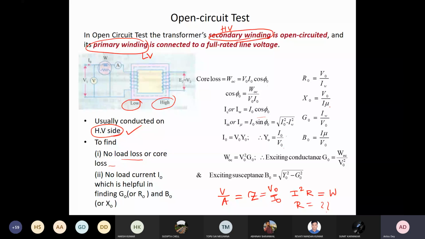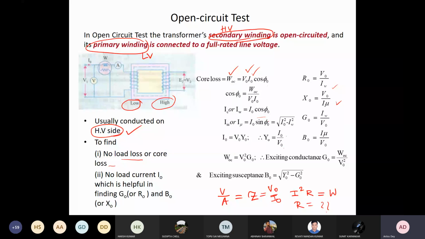Okay, so this is how you can solve for your parameters. You can calculate your R0 and your X0 based on these readings. One is WOC, another is V0, and another is I0, which we are getting from these instruments. So this is your open circuit test. I'm repeating: WOC you get from the wattmeter reading, and you have your V0 and I0. So you can find out your IC or core loss component and your magnetizing component. If you have the wattmeter reading and you know V0 and I0, you can find out your cos theta. And if you know cos theta, then I0 cos theta is your IC.